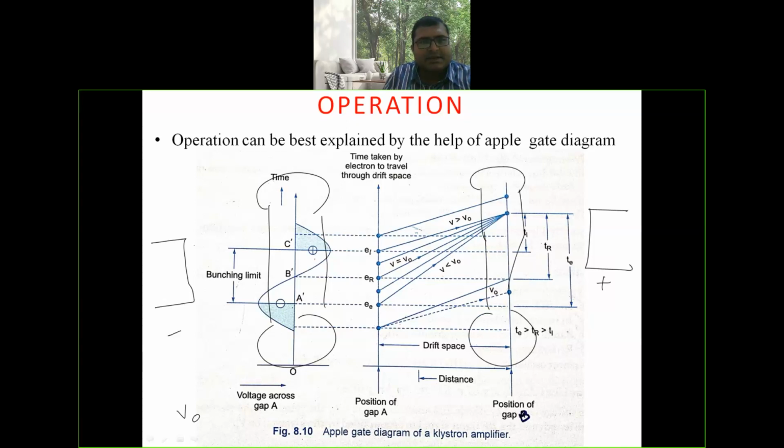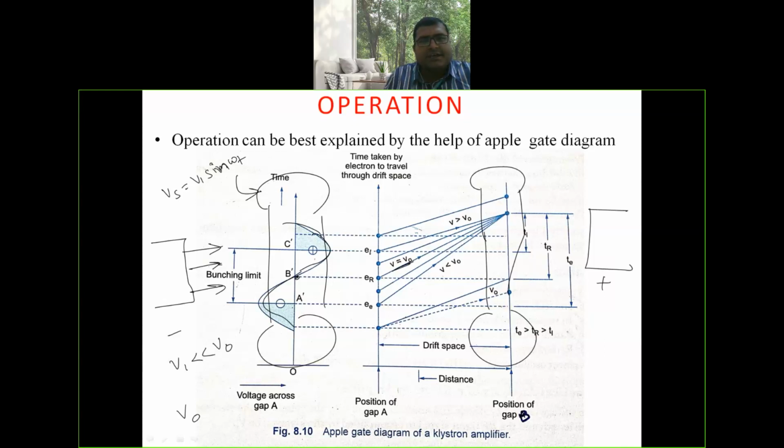The electrons generated by the electron gun move towards the collector, and the signal to be amplified is applied at the input cavity, given by Vs equal to V1 sine omega t. Here the value of V1 is very much less than the supply voltage. The input signal applied excites oscillations in the buncher cavity and develops a voltage of the same frequency. The electron which leaves gap A at this particular instant is unaffected by the gap voltage and moves with the velocity V equal to V0.